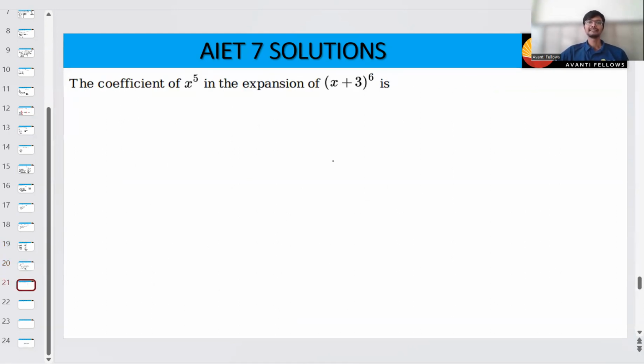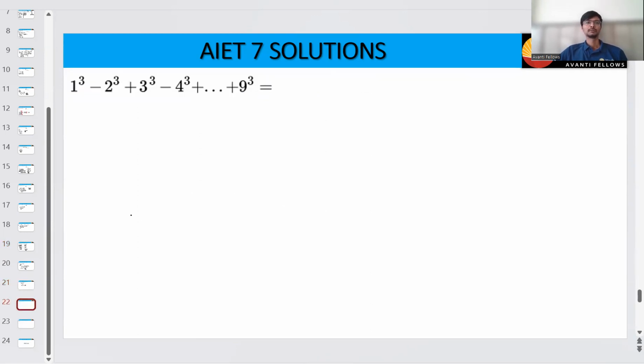The coefficient of x raised to the power 5. What is the general term in this? General term will be nCr x raised to the power r, 3 raised to the power 6 minus r. We want 5. So r is 5. So 6C5 into 3, which is 6 into 3, which is 18. So simple. Right?